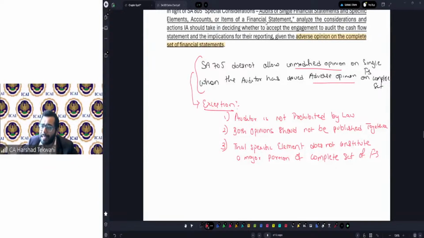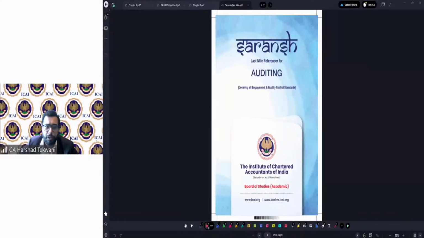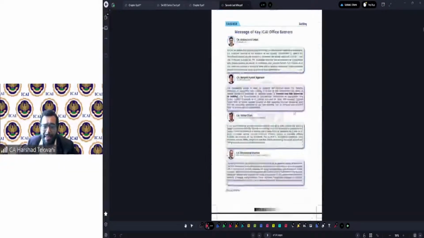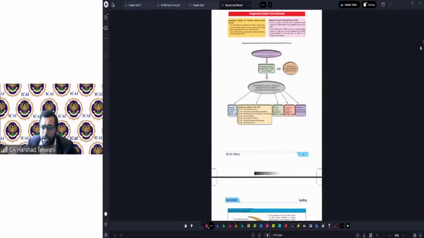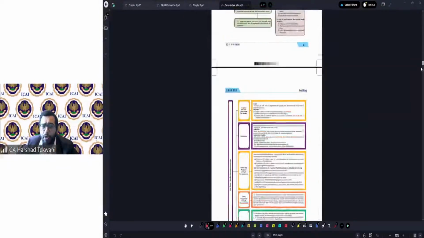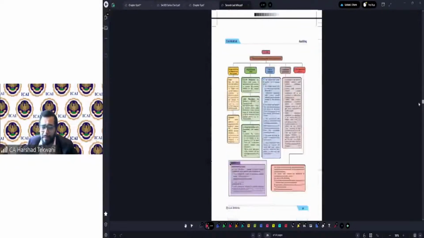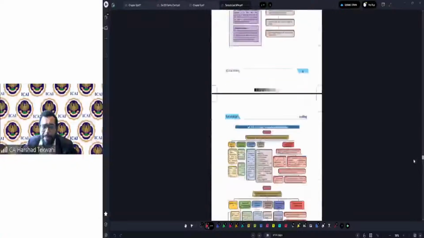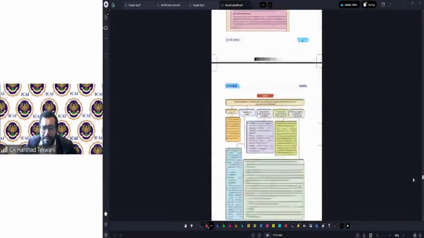How many of you have already seen this particular document? Or how many of you are referring to it? I'll show you. How many of you are already referring to this one? Saransh, the Last Mile Referencer for Auditing. This has been issued by the Board of Studies. And this is a very good and important document, I would say, to refer to. Study material, very good. It covers all the essays in a chart format. So it becomes very easy to revise and go through all the essays on a speedy basis. For example, we will go through chapter 9 from this one now so that you can get familiar with this particular Saransh.